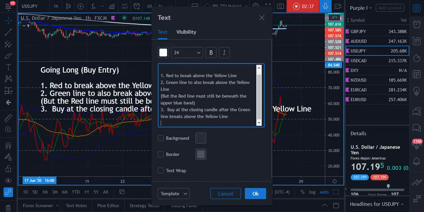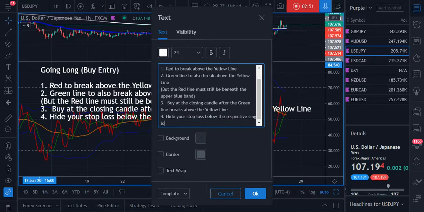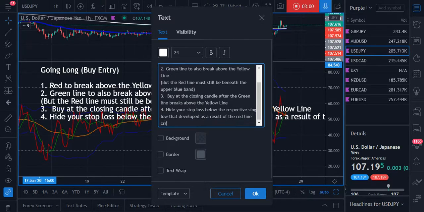You're going to hide your stop loss below the respective swing low that developed as a result of the red line crossing above the green line. Okay, I'm going to show you what all that means in a second, okay?